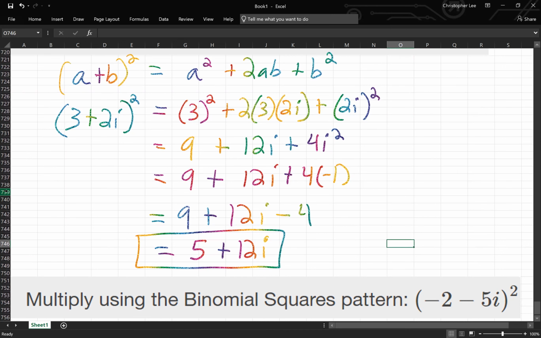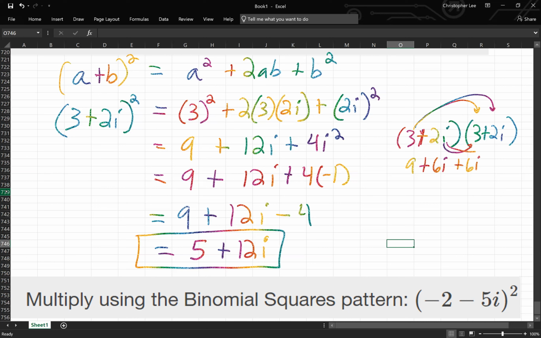The FOIL way? Okay, and by the way, you guys could try this if you get it. So the FOIL way would be (3 plus 2i) times (3 plus 2i). So it'd be like 3 times 3, 9. 3 times 2i, plus 6i. 2i times 3, plus 6i. And then 2i times 2i, plus 4i squared.